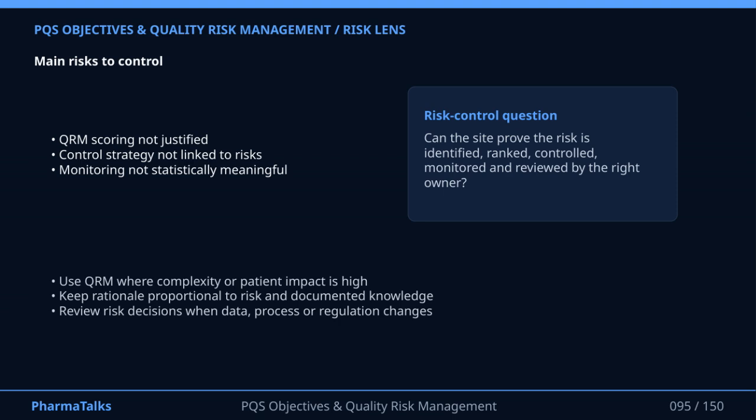To do this effectively, we should apply quality risk management, especially in cases where the process complexity is high or when the risks have a significant potential impact on patient safety. It's also important that the rationale behind our risk decisions is proportional to the level of risk and backed up by documented knowledge. Additionally, as new data, changes in processes, or updates in regulations occur, the risk decisions must be revisited and adjusted accordingly. This approach ensures that our quality system remains robust and responsive.